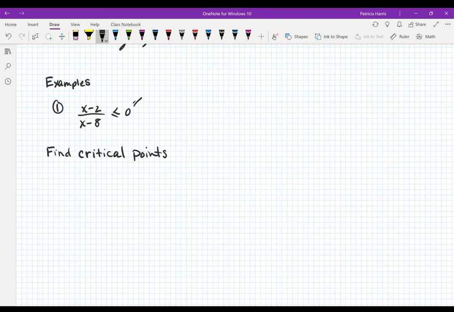Okay, now notice that your inequality is equal to 0 in itself, so that kind of shortens the process. So first we're going to set the numerator equal to 0. So that'll give us x equals 2 is a critical point.